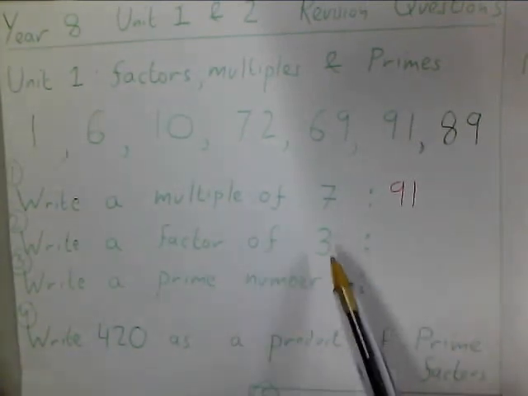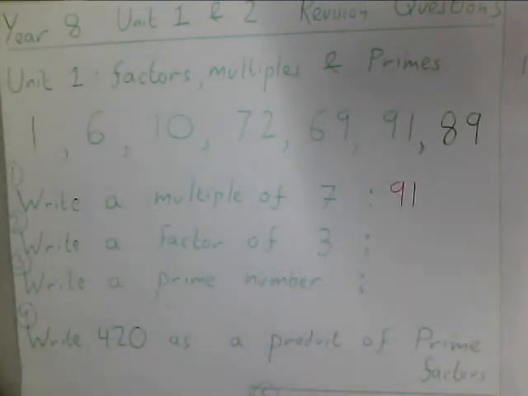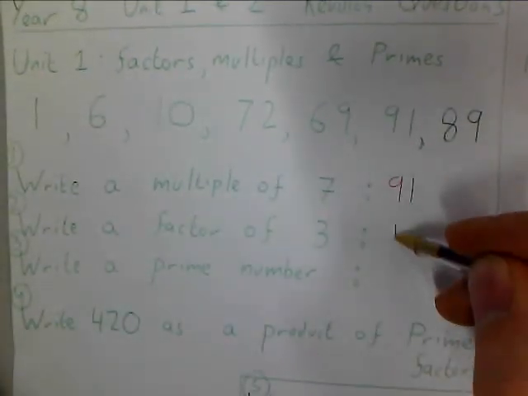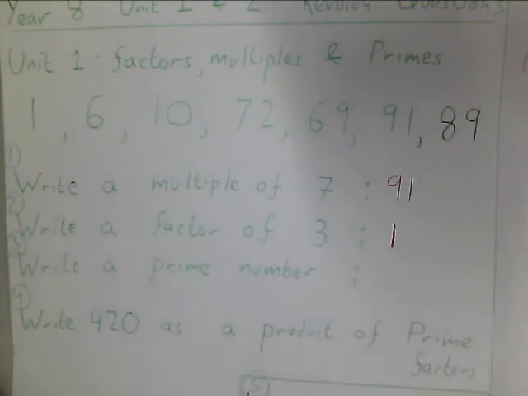Okay, I'm looking for a factor of 3. So in other words, numbers that go into 3. Well, 3 is a very special number. It's a prime number, so only 1 and 3 go into it. So looking across here, here we are. 1 will be a factor because 1 goes into 3 times.